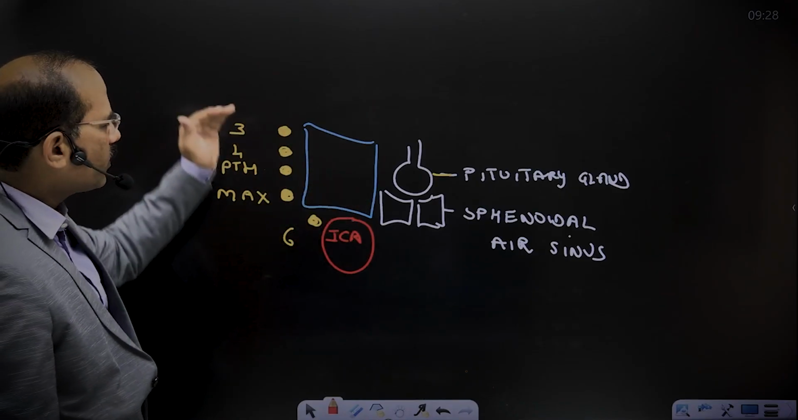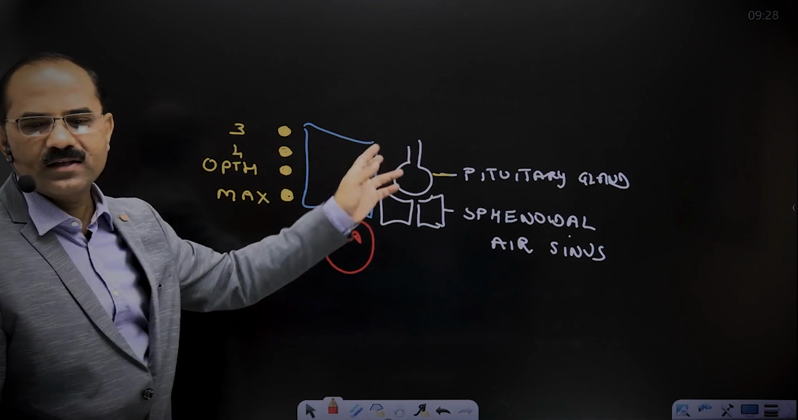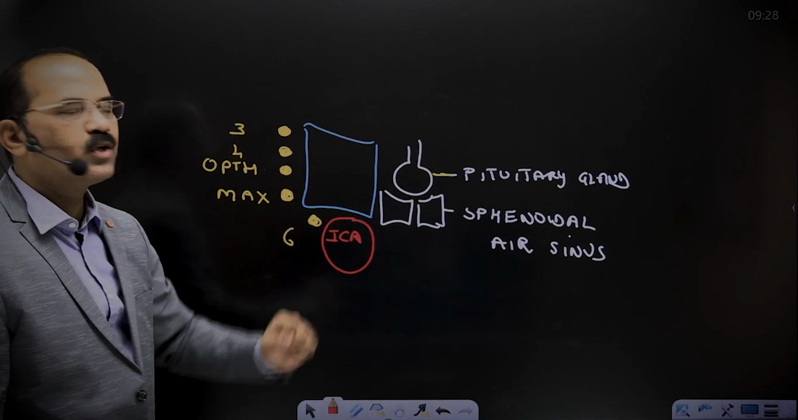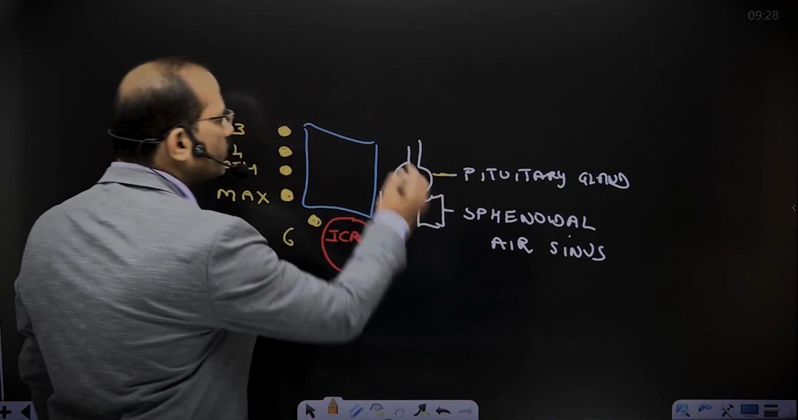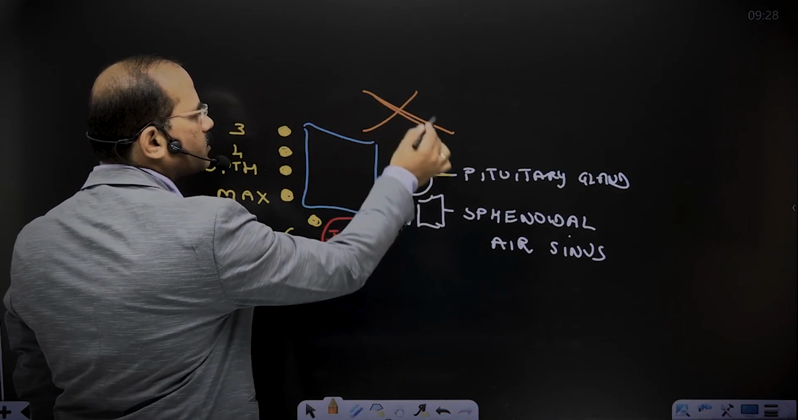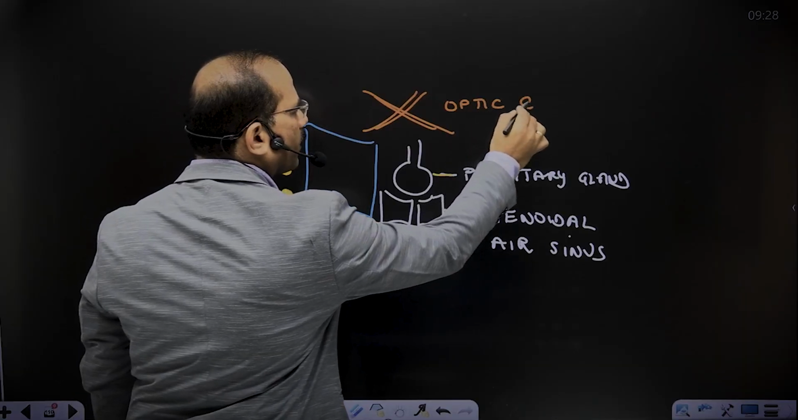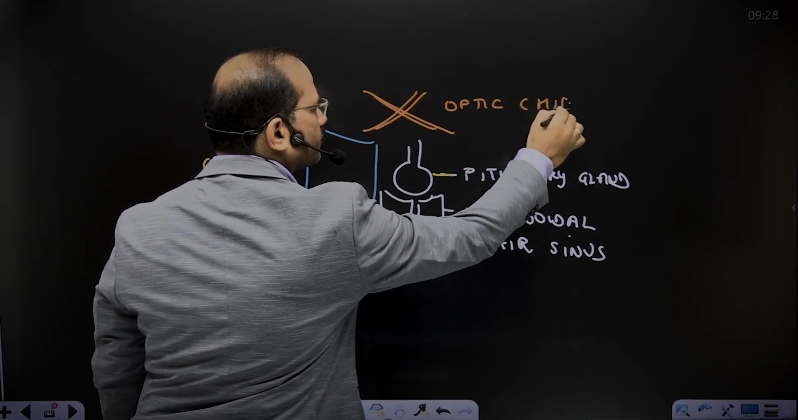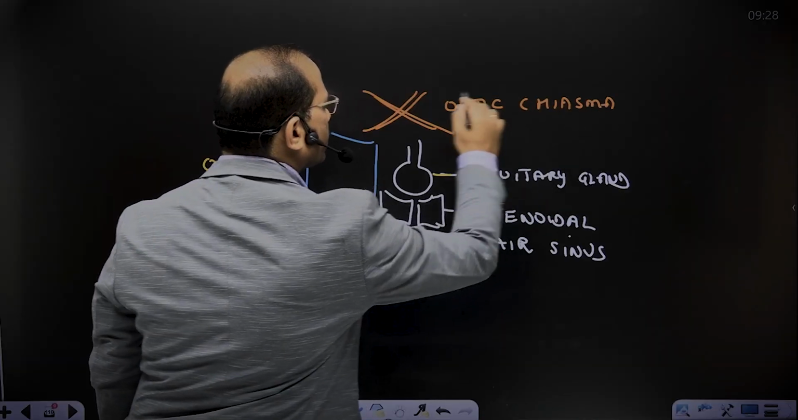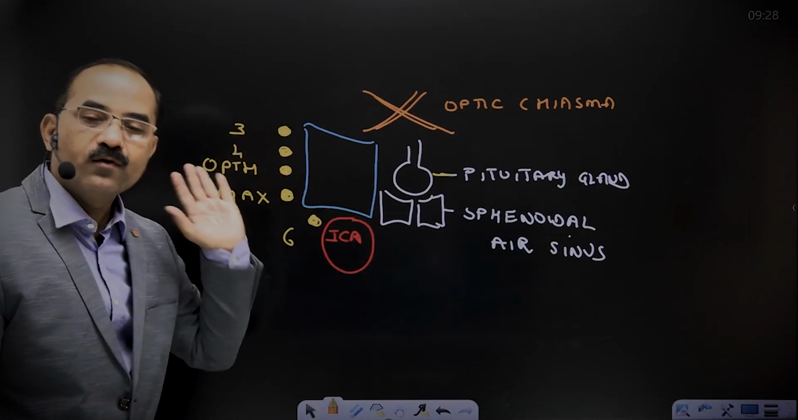So in the floor of the cavernous sinus lies the sixth nerve and the internal carotid artery. In the lateral wall is the third, fourth, ophthalmic and the maxillary division. On the medial side is the pituitary gland and the sphenoidal air sinus. And in the roof of the cavernous sinus, this is the optic chiasma. That lies in the roof of the cavernous sinus. Okay, so clear? I hope these relations of the cavernous sinus are very clear to you.